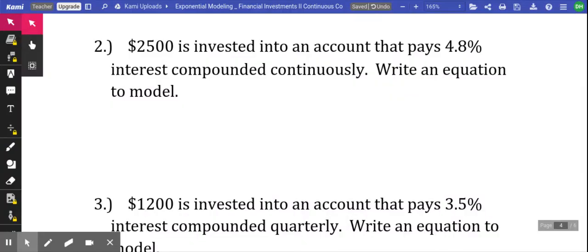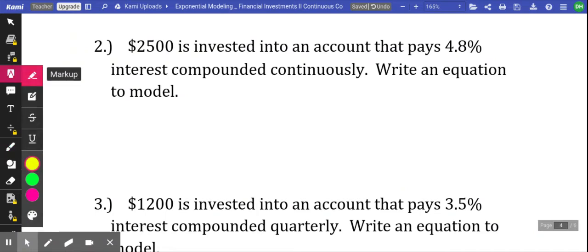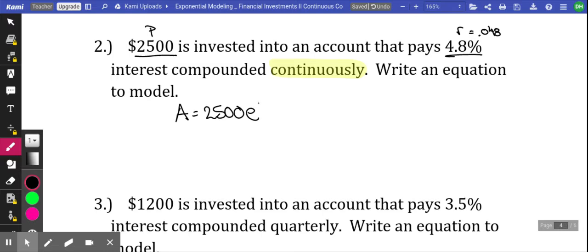We're starting off with an initial investment of $2,500. It pays 4.8% interest, and again, we're compounding continuously. It can't get any more obvious than that. We like obvious, that's our best friend. Again, we've got a P value of 2,500 and a rate of 0.048. Love it. We could say A equals 2,500 times e raised to the 0.048t power.